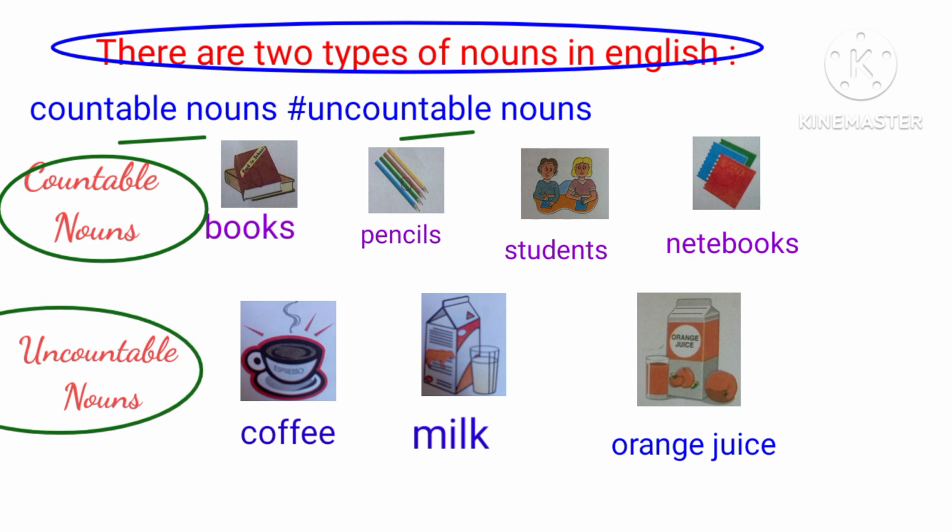Whereas uncountable nouns are the nouns we cannot count. They are usually singular. They may be used in the question how much.